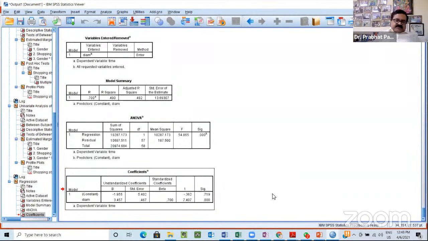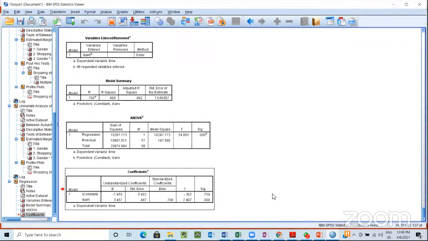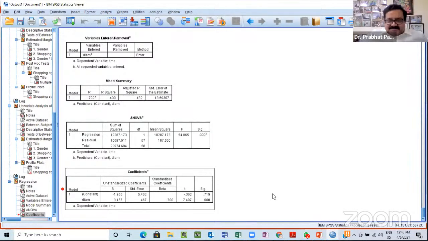So question to you, if we have to take the coefficient from here in order to ascertain our regression equation, which one would you like to use, unstandardized coefficient or standardized coefficient? Unstandardized. Fantastic. Very good. Can you explain a little more why standardized coefficients are not used?